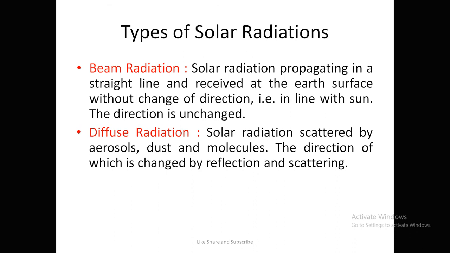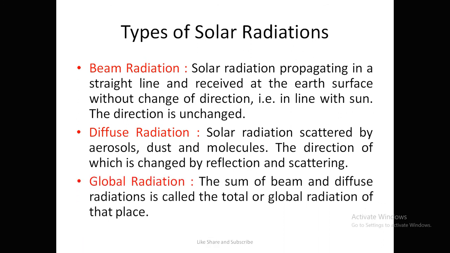What is meant by diffuse radiation? Solar radiation scattered by aerosols, dust particles and other molecules, the direction of which is changed by reflection and scattering. For beam radiation, the direction won't be changed. That is, the direction should be the shortest path from sun to the Earth. But coming to diffuse radiation, the direction is changing. We are getting the diffuse radiation from so many directions, coming from all these particles by scattering and also by reflection.